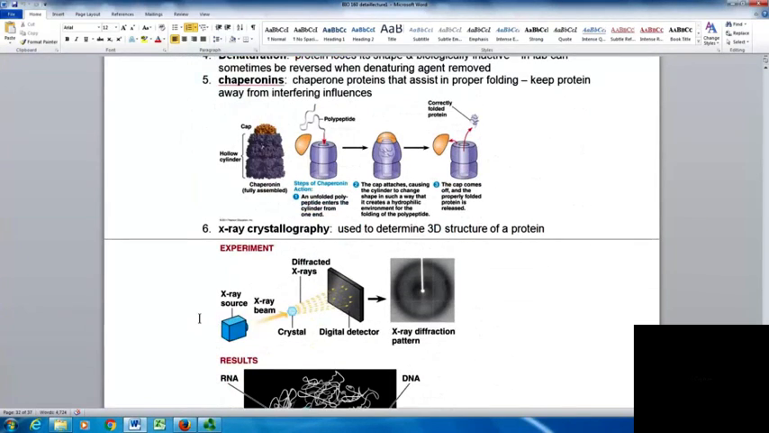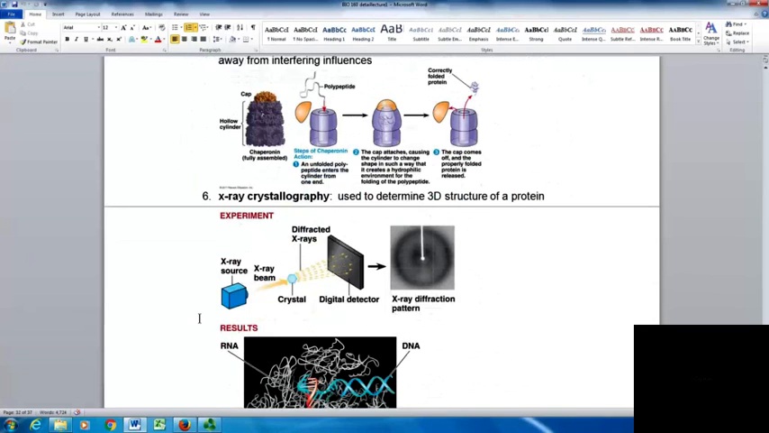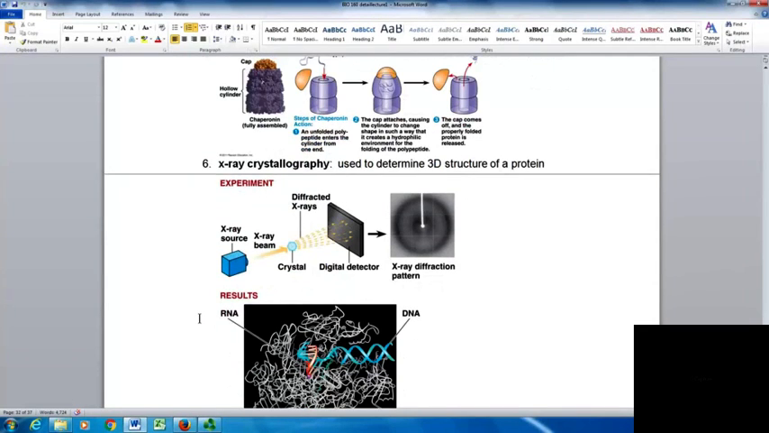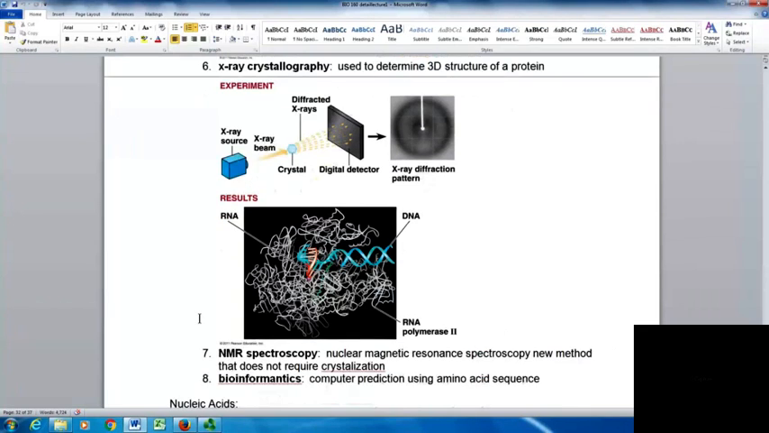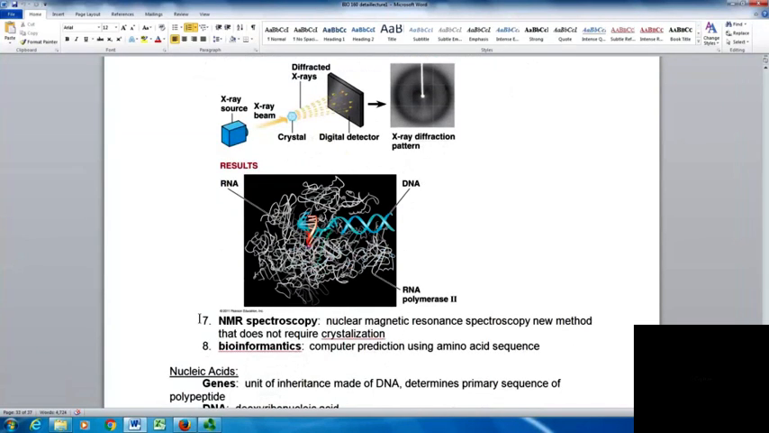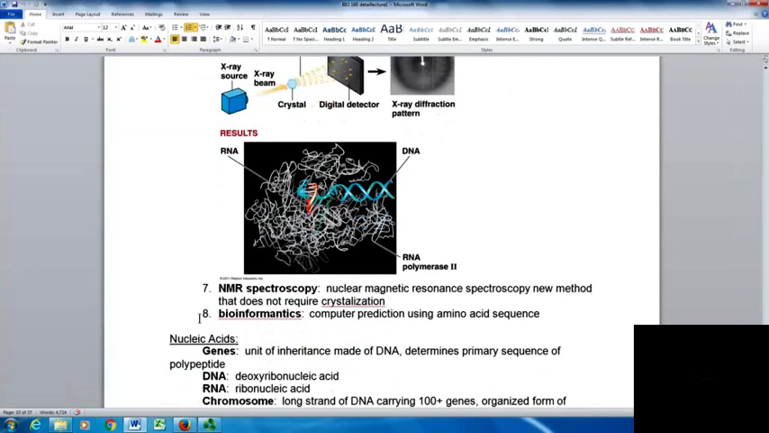So the way we know the shapes of proteins is, one method is X-ray crystallography. This is used to determine the 3D structure. An X-ray beam is going to be put through a crystal of that protein, and you would have the diffracted X-rays go onto a digital detector, and you would see the diffraction pattern, which we could use to determine the structure. Another way is NMR spectroscopy, which is going to be nuclear magnetic resonance spectroscopy. This does not actually require crystallization.